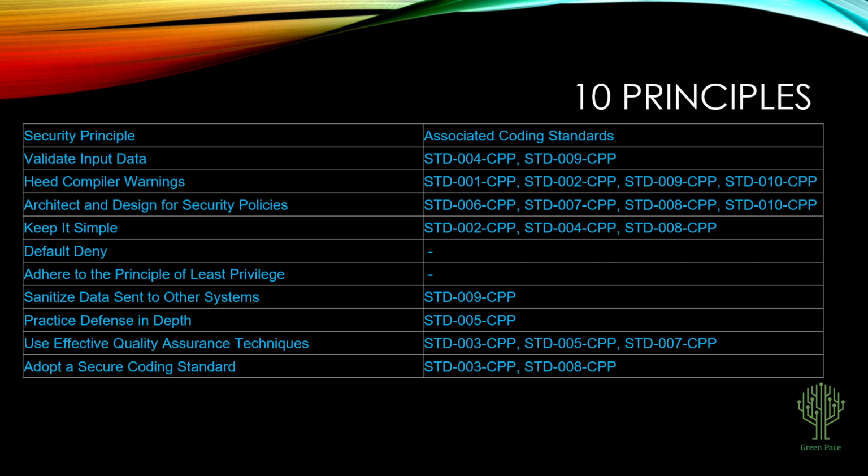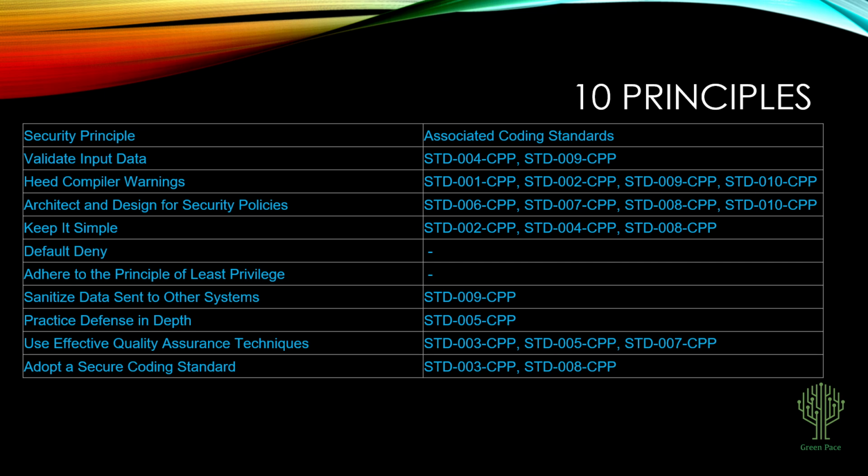Architect and design for security policies. This concept is backed by coding standards 6, 7, 8, and 10. It encourages developers to build security considerations right into the design phase rather than tacking them on later. Keep it simple. Simplicity makes code easier to maintain and harder to break, so this principle supports coding standards 2, 4, and 8 by reducing unnecessary complexity that can introduce vulnerabilities.